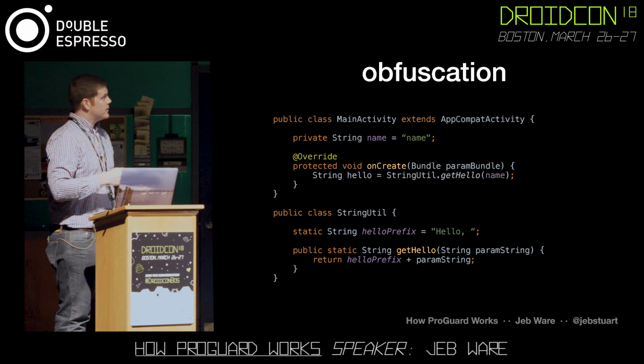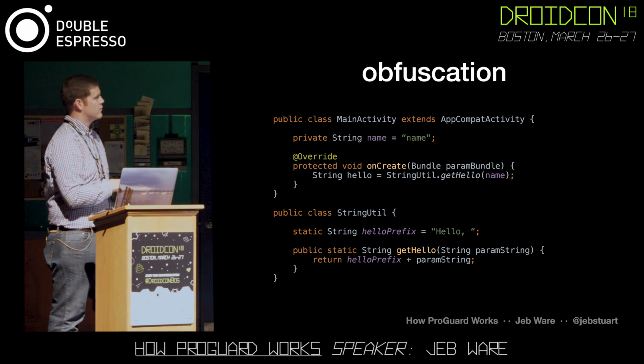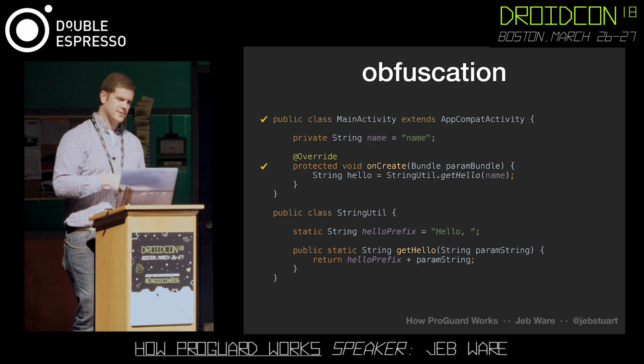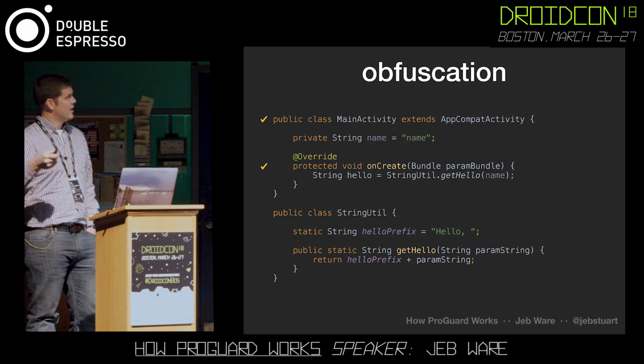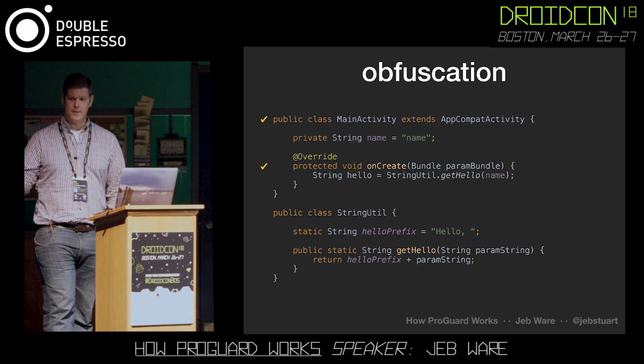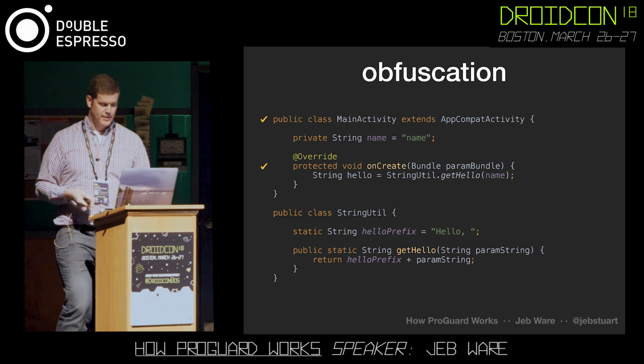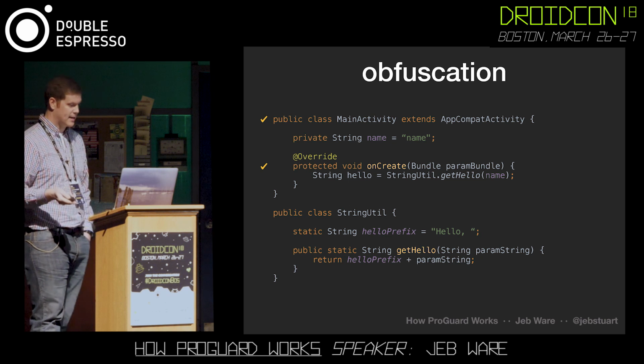So now we've got less code, because we removed all the unused code. Now we can do obfuscation. We still have this concept of entry points. We can't rename those pieces of code because something is expecting to load them. But everything else we can rename. So ProGuard figures out what it's going to rename everything to.